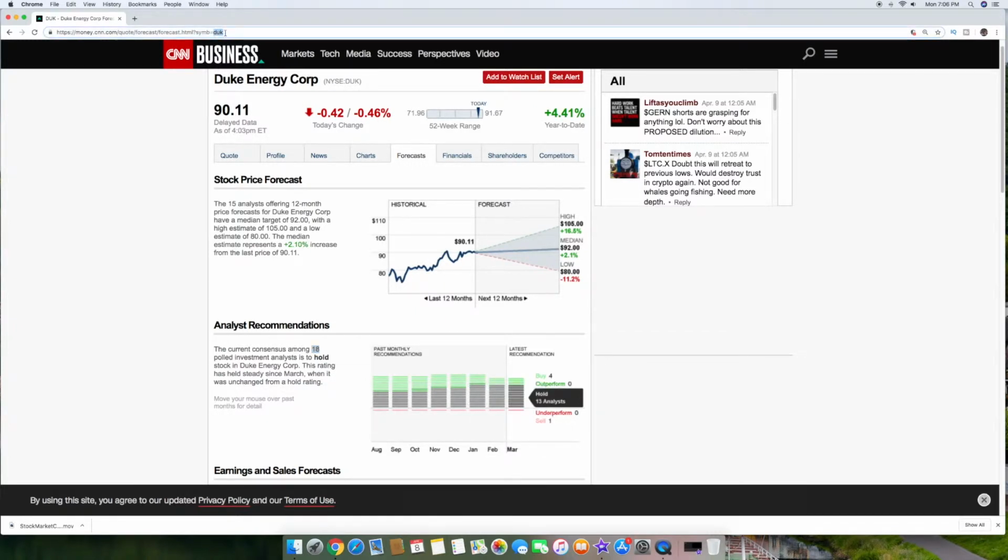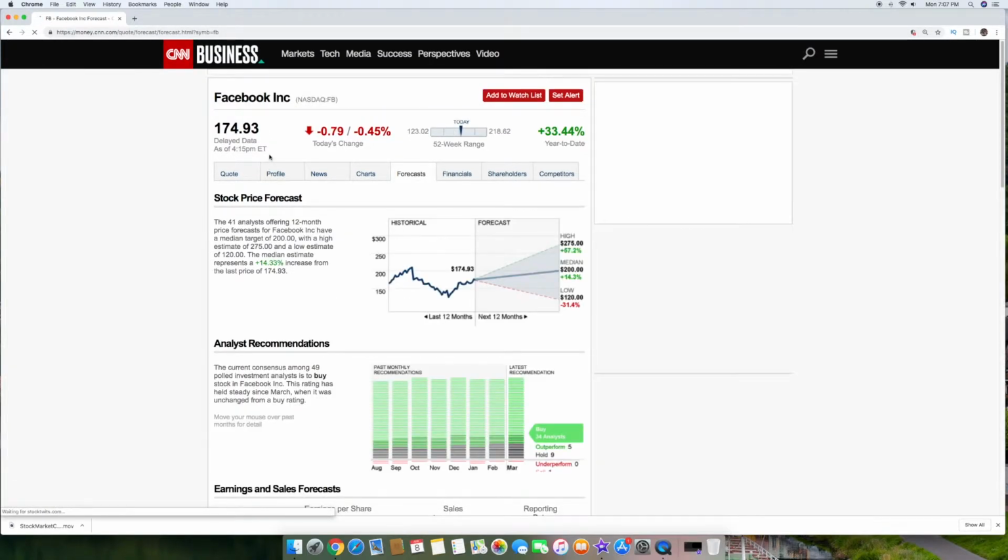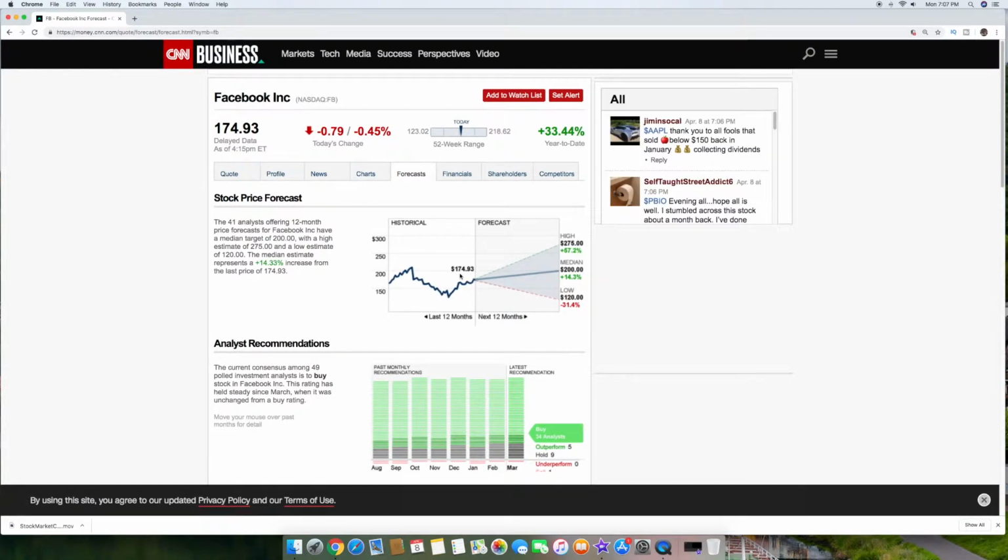Let's do one last one of a stock people would actually know about, Facebook. And if we go ahead and type Facebook in up there, same thing here. It's at 174. Now this stock's a little bit interesting because this doesn't give you a lot to go on. It looks like it's a high of 275.